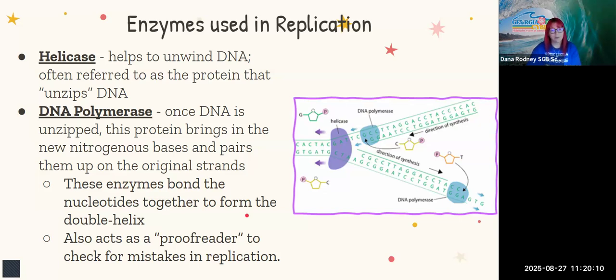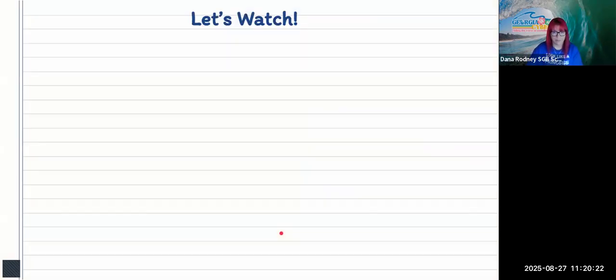Now, this polymerase is also really important because it goes back and it reads what it did. So it acts like a proofreader to check for mistakes in replication. If polymerase didn't exist, there would be lots of mistakes that happen in replication.